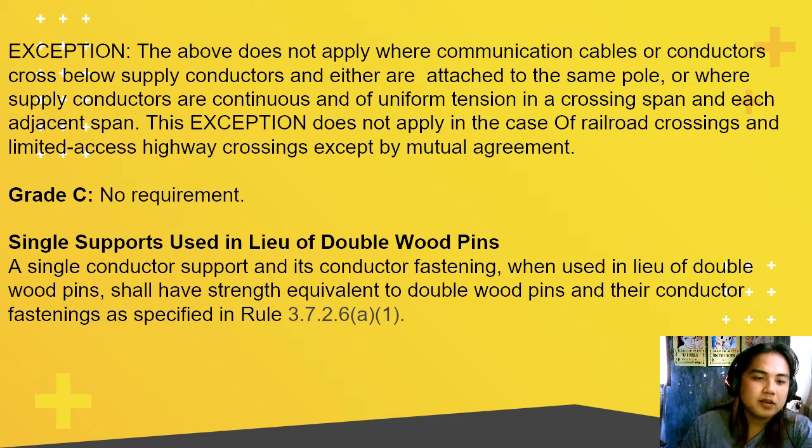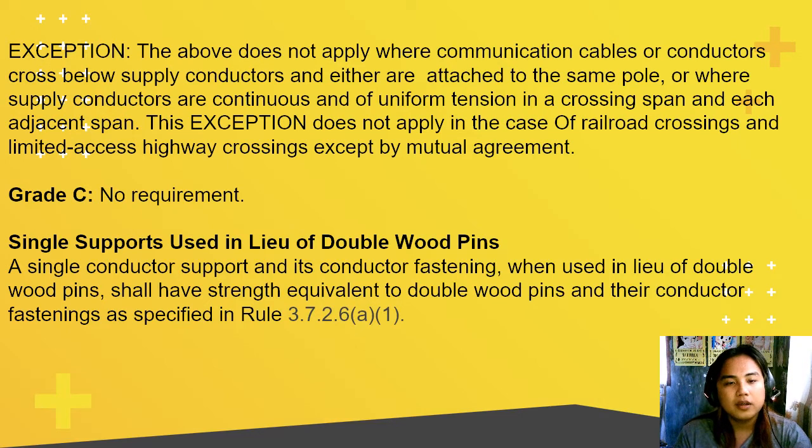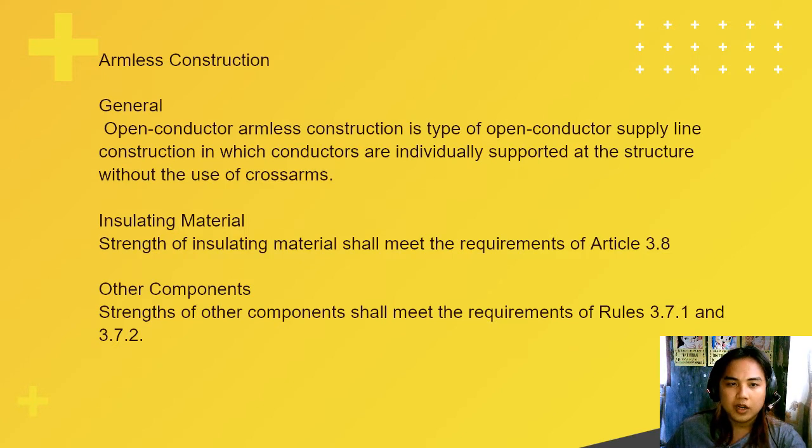For single supports used in lieu of double wood pins: a single conductor support and its conductor fastening, when used in lieu of double wood pins, shall have strength equivalent to double wood pins and their conductor fastening as specified in this rule. So, armless construction.